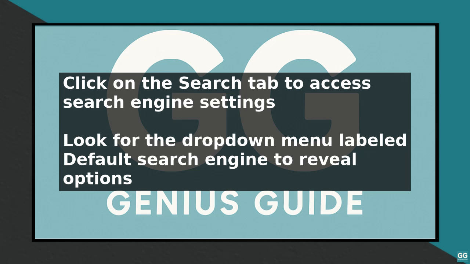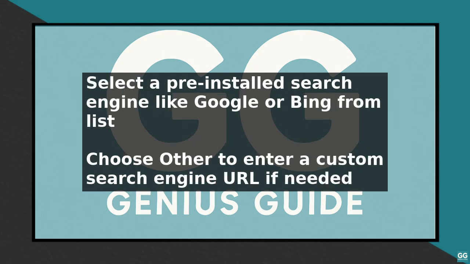Look for the drop-down menu labeled Default Search Engine and click on it to reveal a list of available search engines. Safari comes with several pre-installed search engines, including Google, Bing, Yahoo, and DuckDuckGo. Select the search engine you want to use as your default from this list. If you do not see your preferred search engine in the list, you can also select Other to enter a custom search engine URL.